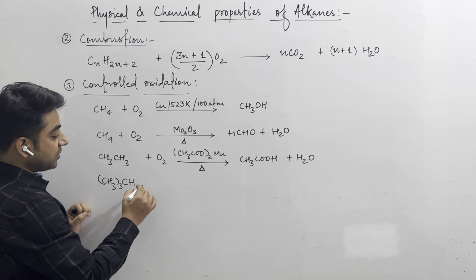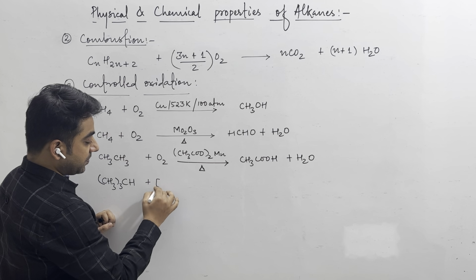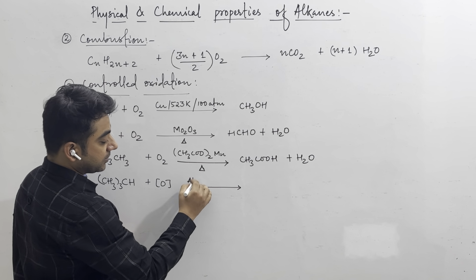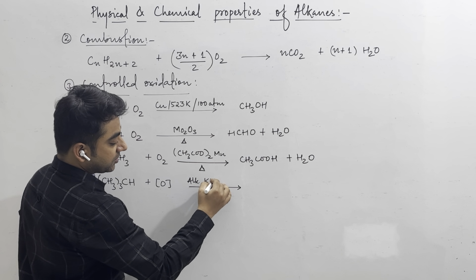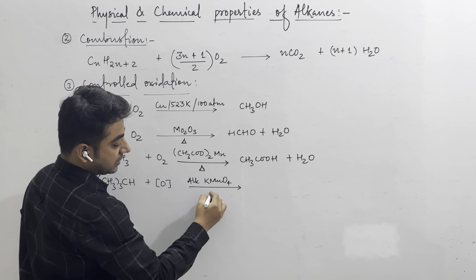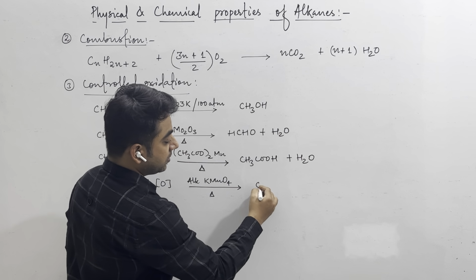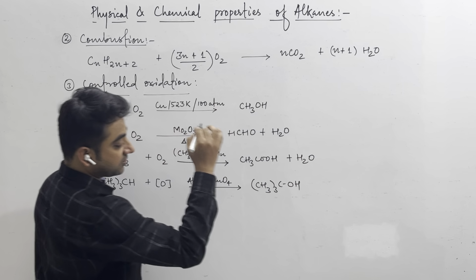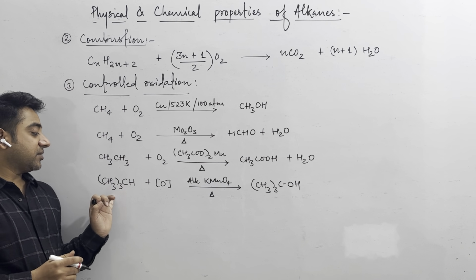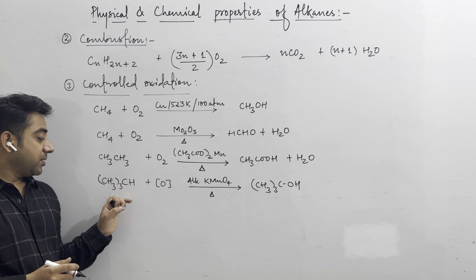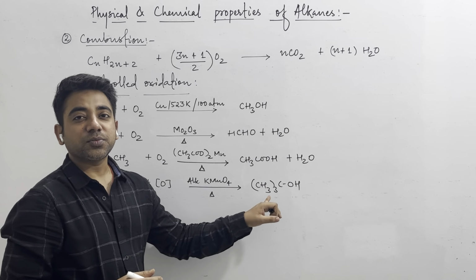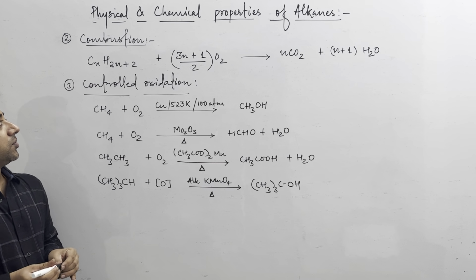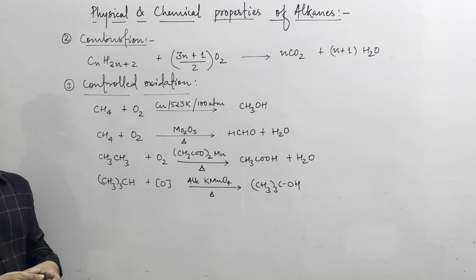So when this is oxidized by alkaline potassium permanganate, this compound will be giving a tertiary alcohol. This is how oxidation takes place. This is 2-methyl propane, and this one is 2-methyl propan-2-ol, the IUPAC name. So this is about controlled oxidation. Now let's go for the next reaction.